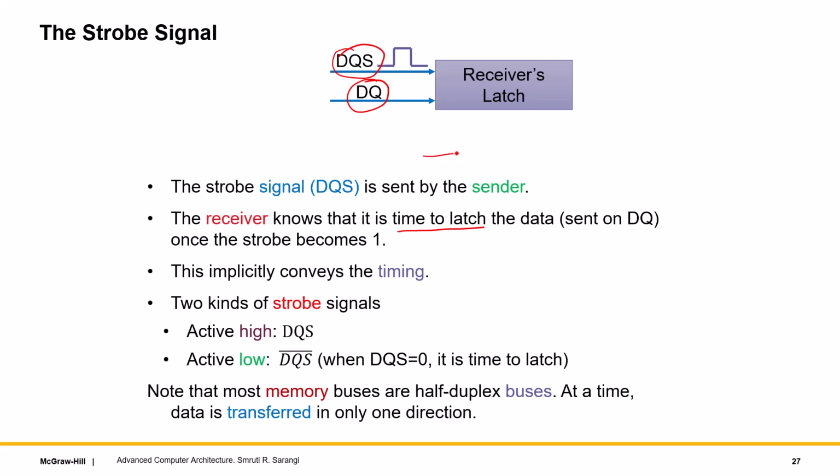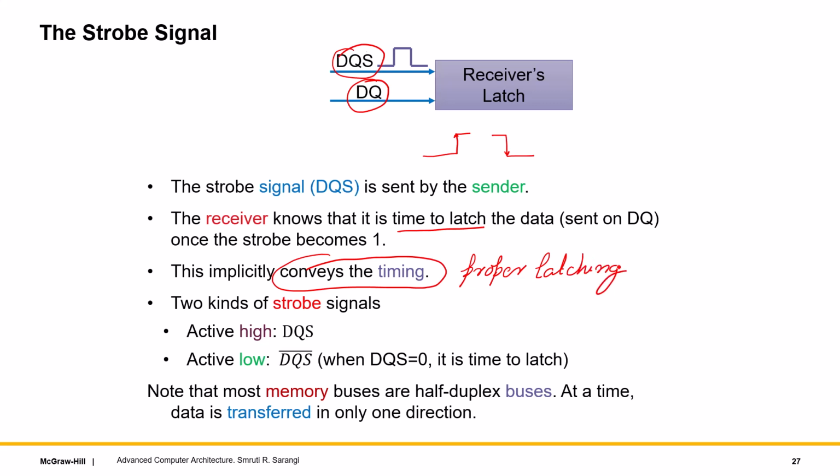This strobe can be positive edge triggered, upward edge triggered, or downward edge triggered. It doesn't matter, but whatever the convention is, it has to be agreed to by both the sender and the receiver. The idea is that it conveys the timing, and the timing is needed for proper latching of the data. This is the only thing that matters insofar as the strobe signal is concerned.